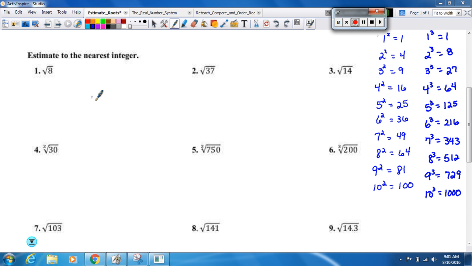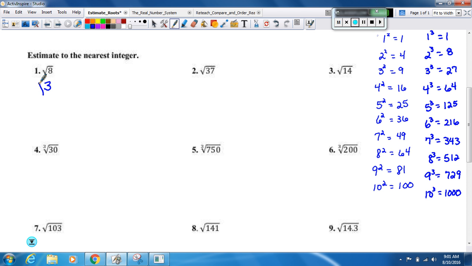In order to estimate roots to the nearest integer, you still want to make your list of squares for square roots, and I've made a list of cubes for cubed roots, and we'll talk about how to do that in a moment. You want to look at the number underneath and pick the one. Since this is a square root, I'm going to look at my first list of squares, pick the number that's closest to 8. So 8 falls between 4 and 9, but it's closest to the 9. So the number in front of your exponent, in that case, the 3, is your answer.